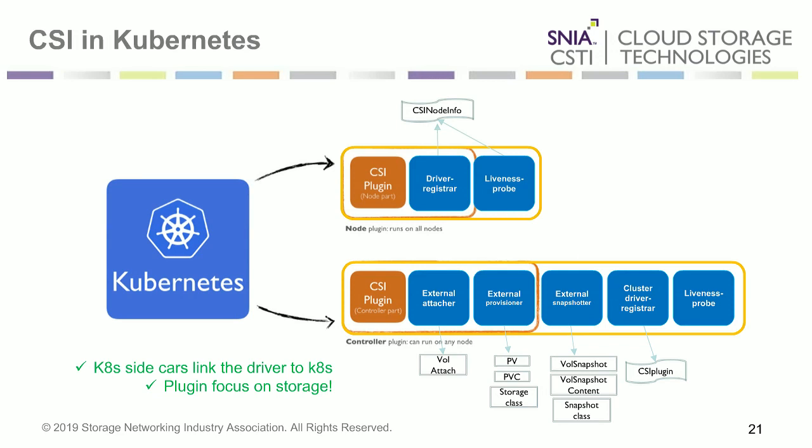So that's a quick glimpse of what makes up CSI in Kubernetes. Mesos is going to have their own sidecars. Docker is going to have their own sidecars, but this is specific for Kubernetes.